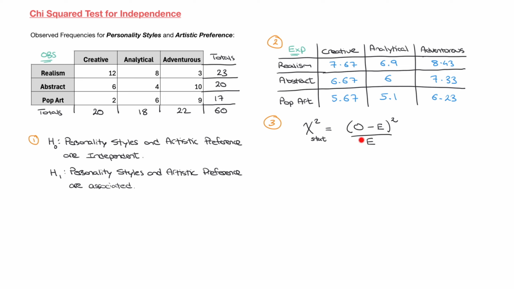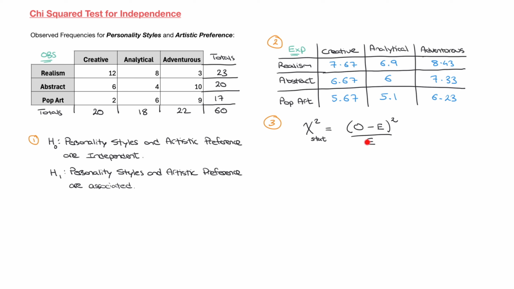And here's what this would actually look like. For the observed value 12 that we have here, its corresponding expected value is the 7.67 we see here. So we would do 12 minus 7.67, that's the O minus E we see here. We would then square that result and divide that by 7.67.